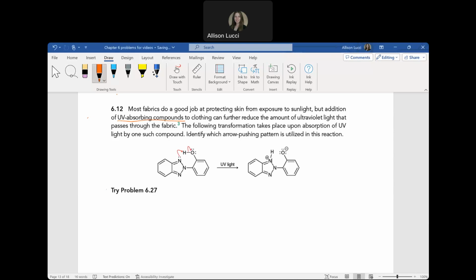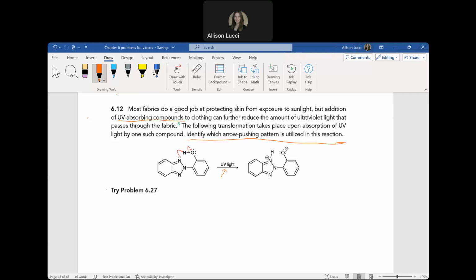Because fabrics do an okay job, but they sometimes add these other compounds that can add an additional UV absorbing layer to your fabrics. So this following transformation takes place when ultraviolet light is absorbed by the molecule, and they ask us to identify what arrow pushing pattern is utilized in this reaction.